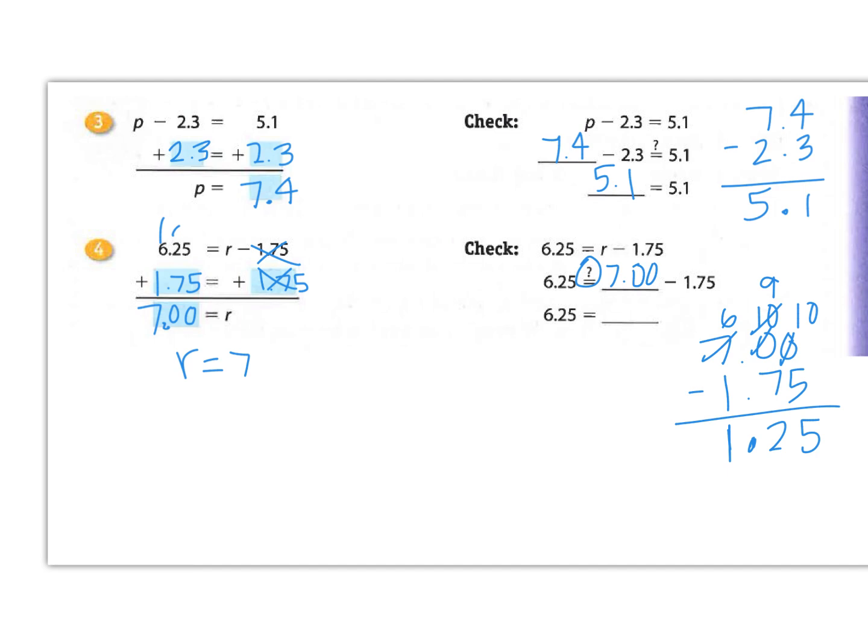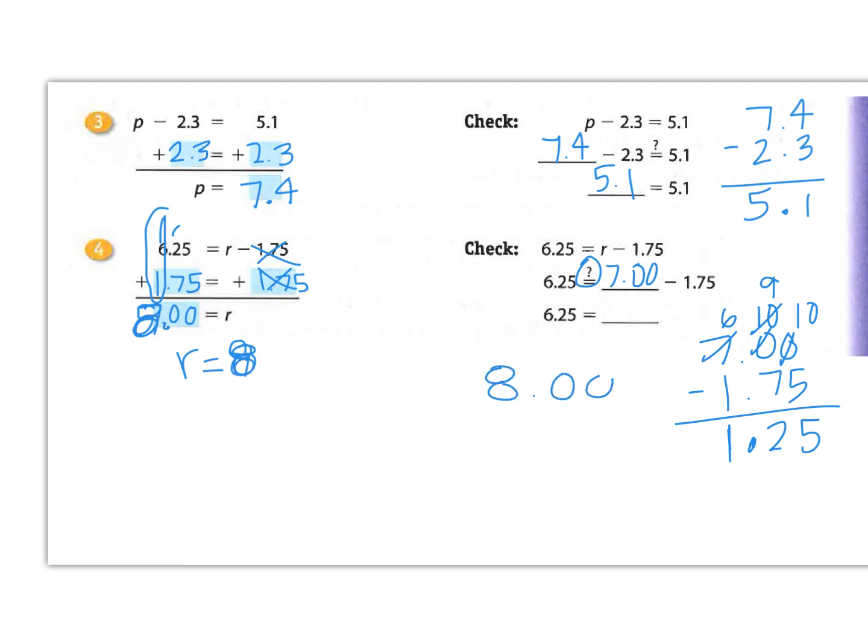Uh-oh. Did I do that correctly? No, I did not. So what I need to do, I need to go back over and check and think, uh-oh, what did I do wrong? It looks like what I did wrong was that 6 plus 1 should have been 8. So r should have been 8.00. Now let's check our answer.